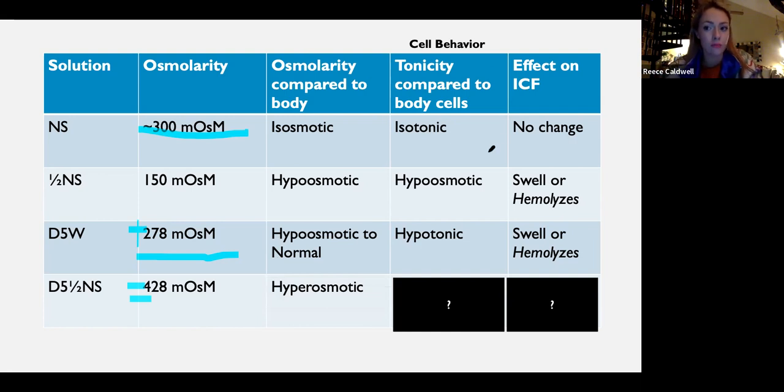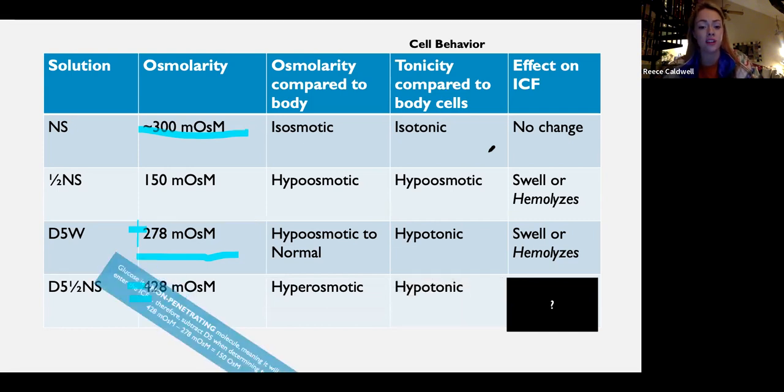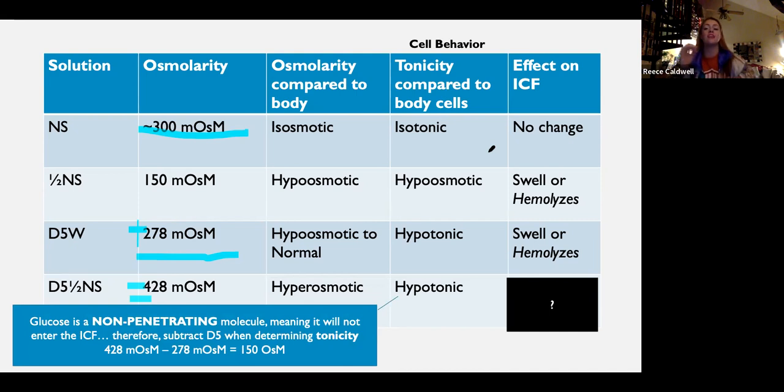However, there's a very important factor that we need to consider. It's going to be a hypotonic solution because glucose is a non-penetrating molecule, meaning that it's not going to enter the ICF. It is not going to enter the cell. It can leave the cell and be carried into the blood, but it cannot enter into the cell. It's non-penetrating. Therefore, when we're solving for the tonicity, the cell behavior, we need to subtract that non-penetrating molecule, D5 dextrose, from our original osmolarity to solve for tonicity.